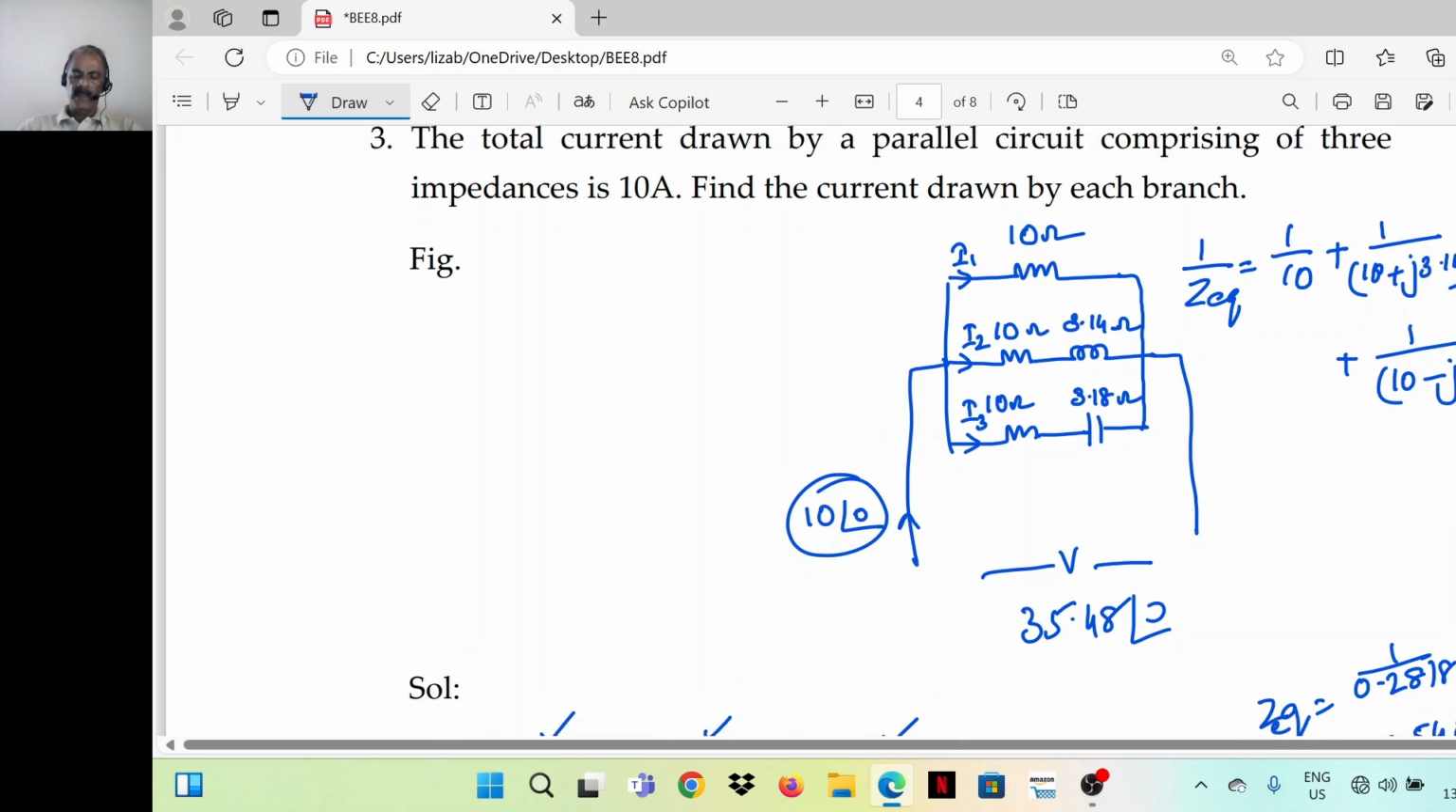So what we did, first we found the Z equivalent. Current multiplied by equivalent impedance, that will give you the voltage. Voltage divided by individual impedances, that will give you the branch currents.